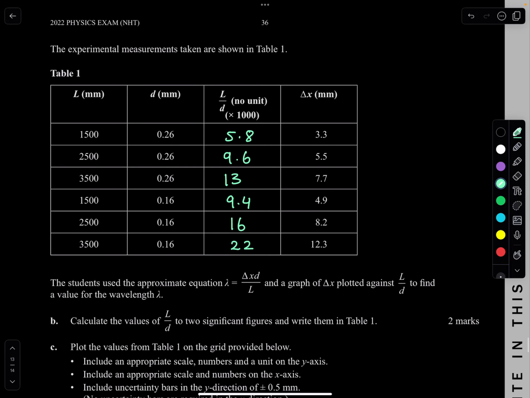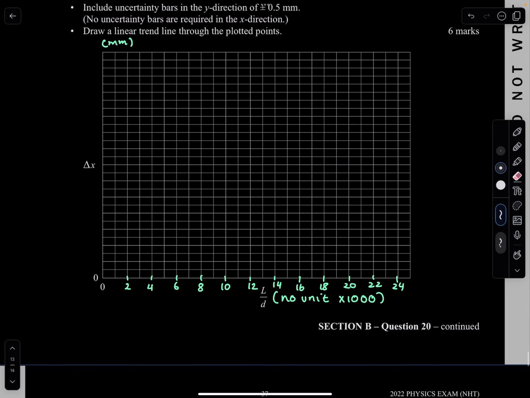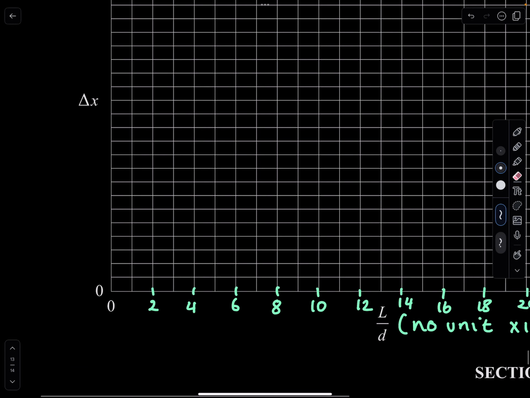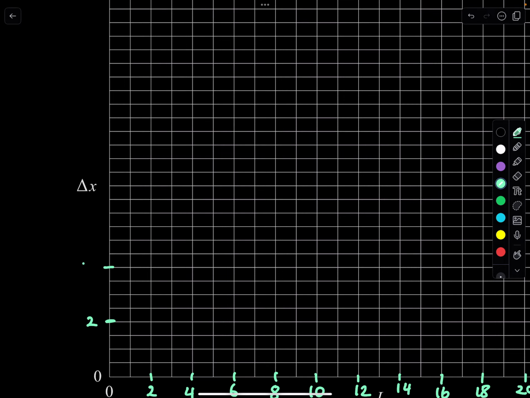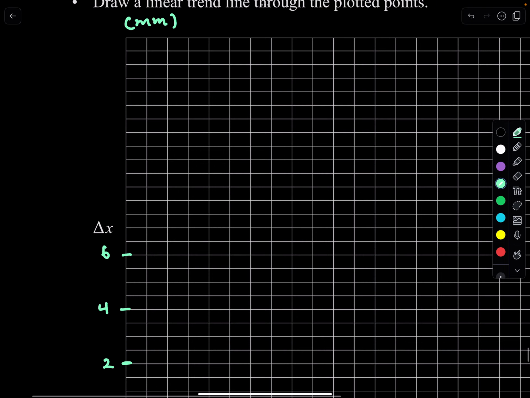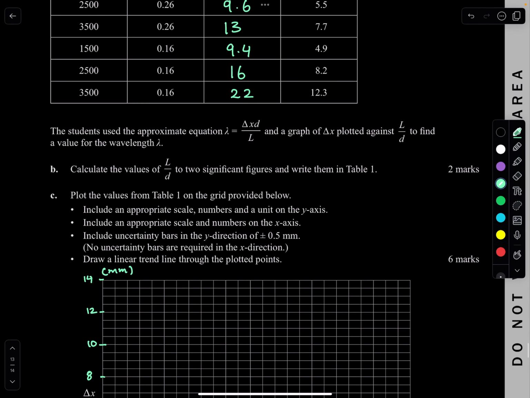The change in x, the max is 12. Because there are little squares, I think each 2 squares is 1, which means 4 blocks has to be 2. Does that work? Let's say that's 2, 4, 6, 8, yep, 10, 12, yeah, that works, 14, beautiful, that works, done. And so now let's plot those points.